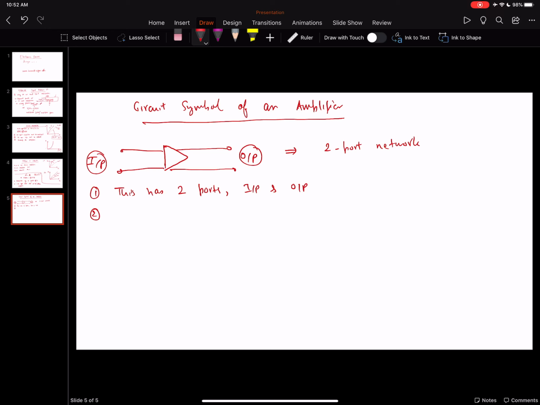Second, if you look at this triangular symbol, this triangle indicates the direction of signal flow.